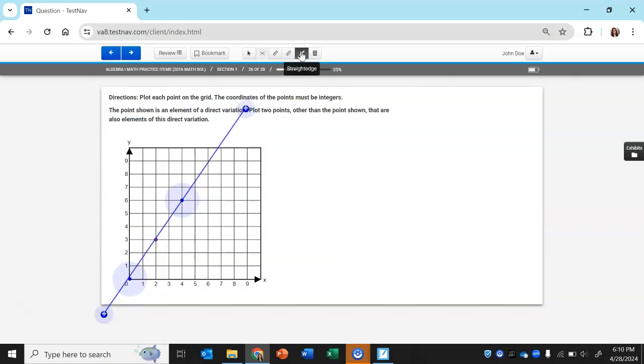So again, whenever it's asking for direct variation, it's going to have the 0, 0, and then just count the slope. So up 3 over 2, and up 3 over 2 as well. And that's how you answer that question.